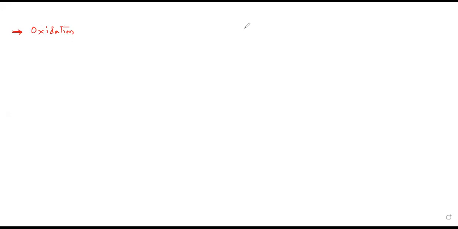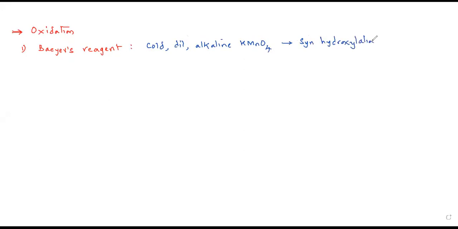Oxidation of alkynes. In this, the first one is with Bayer's reagent. We know that Bayer's reagent is cold dilute alkaline potassium permanganate, which of course is used for syn hydroxylation, right?